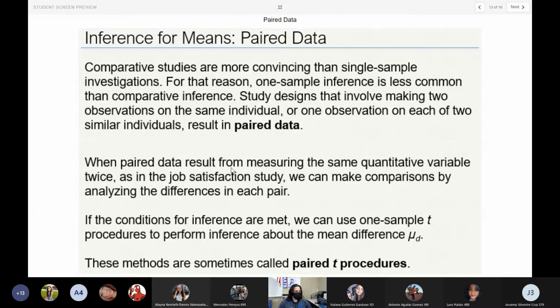When paired data result from measuring the same quantitative variable twice, as in the job satisfaction study, we can make comparisons by analyzing the differences in each pair. If the conditions for inference are met, we can use one sample t procedures to perform inference about the mean difference. And we use mu with the subscript d for difference. These methods are sometimes called paired t procedures, but we're still using the same inference method. We're using the one sample t procedure.